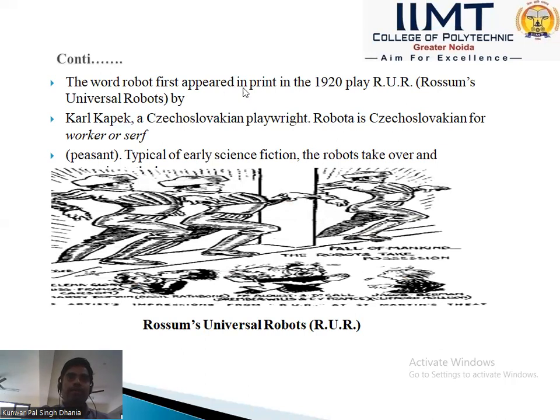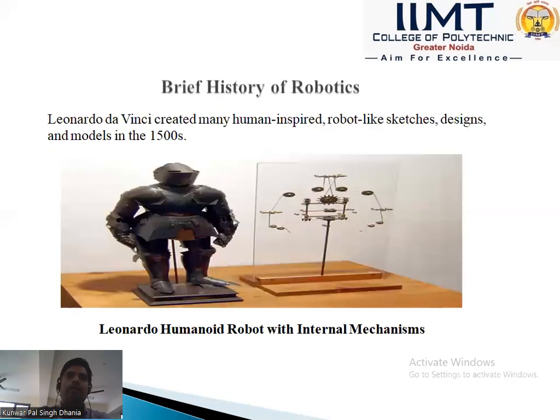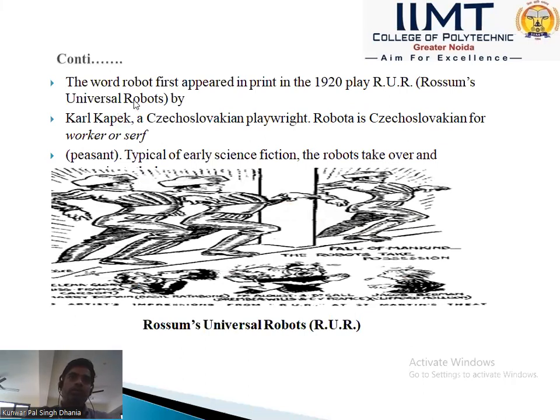The word robot first appeared in print in 1920. In the 1500s the sketch came. In 1920, the word robot was used in R.U.R., Rossum's Universal Robots, by Karel Čapek, a Czechoslovakian playwright. Robota means worker, and we used the word robots for serf workers.